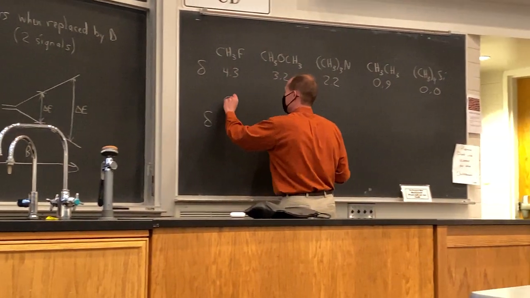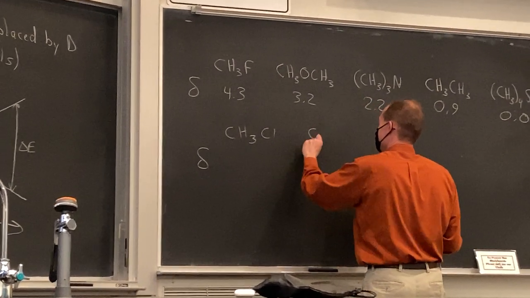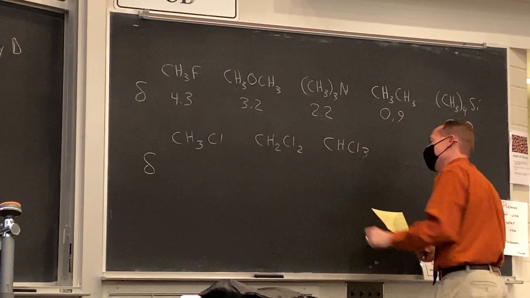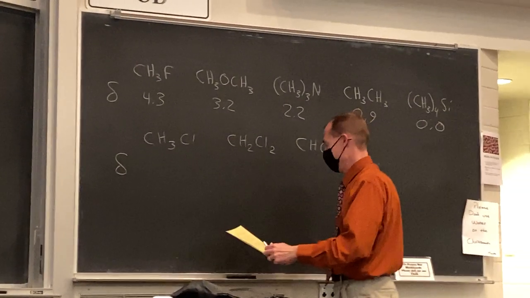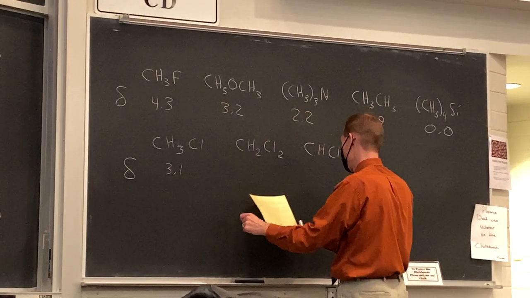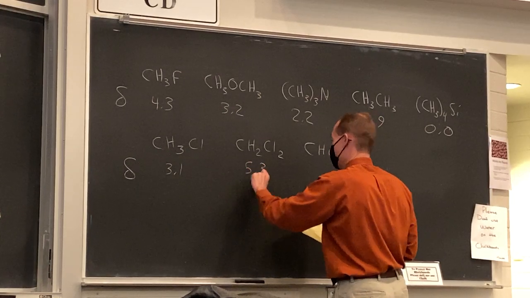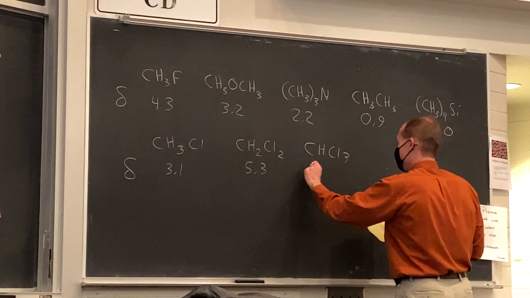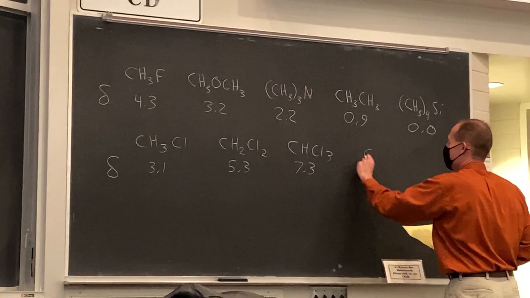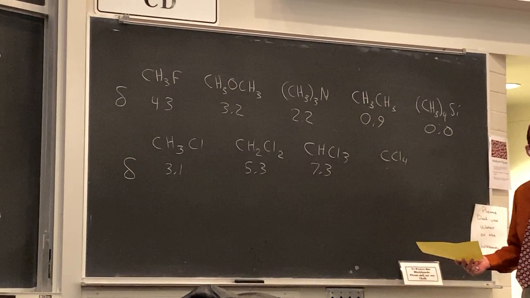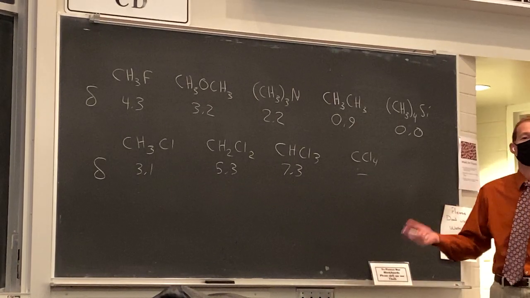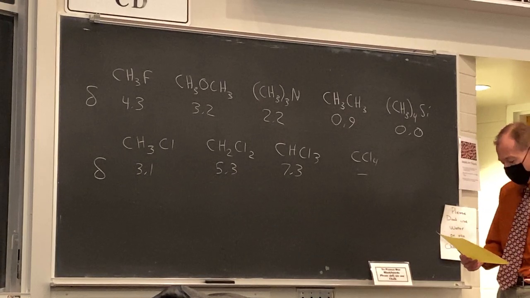So let's take a look. Chloromethane, dichloromethane. Chloroform is the name for trichloromethane. And we see a chemical shift for the methyl group of 3.1. The methylene group in dichloromethane is 5.3. The chemical shift of the hydrogen in chloroform is 7.3. And then if we had 4 chlorines, carbon tetrachloride, of course, there are no hydrogens here, so there's no chemical shift. Just checking to see if you're paying attention.